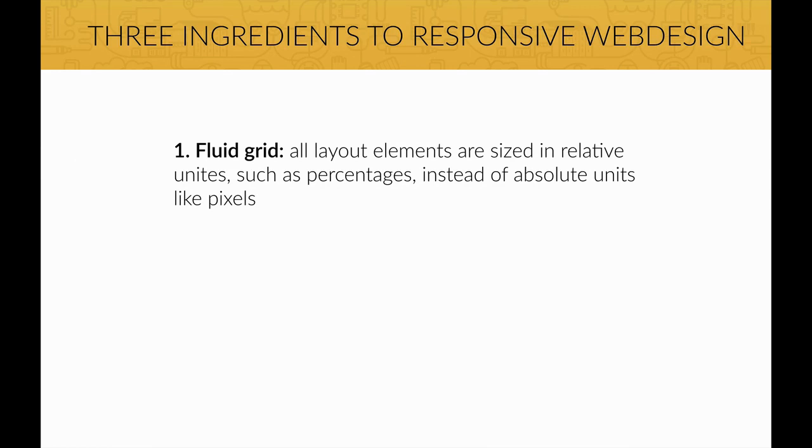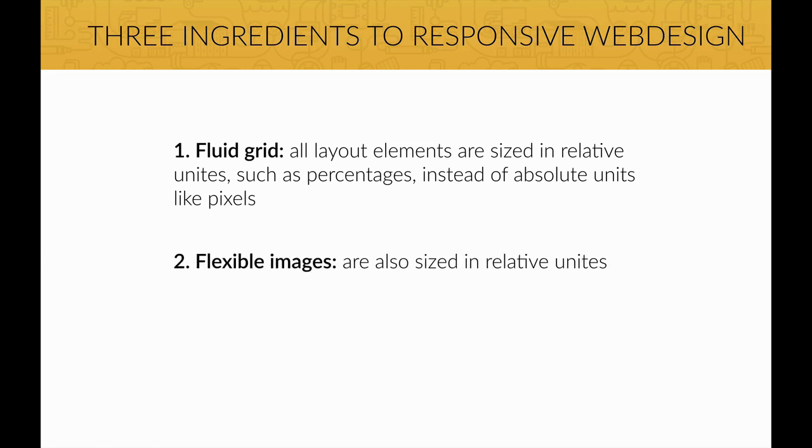So, there are three main ingredients to responsive web design. First is the fluid grid. In the fluid grid, all layout elements are sized in relative units, like percentages, instead of absolute units like pixels. In the CSS section, we used a static layout and defined width with pixels. Now we are leaving that behind and work with percentages. We will set up this fluid grid in a minute.